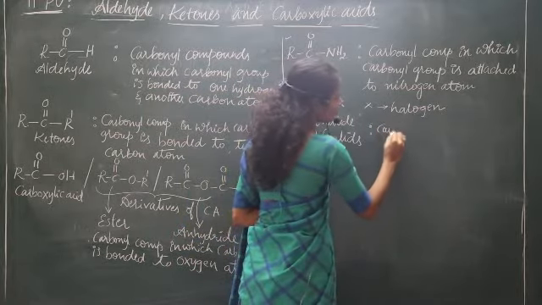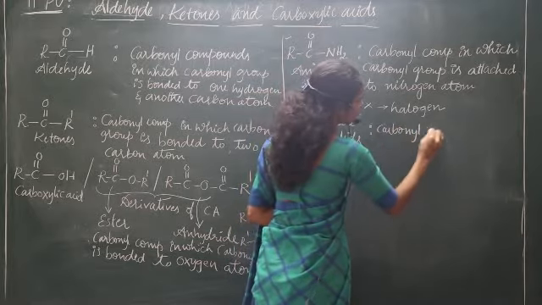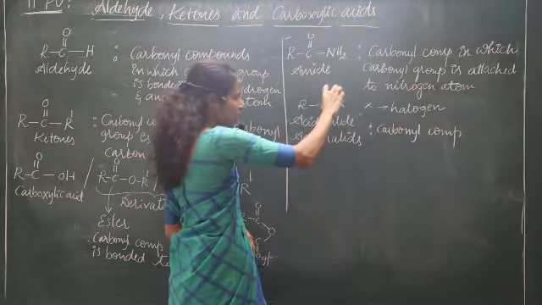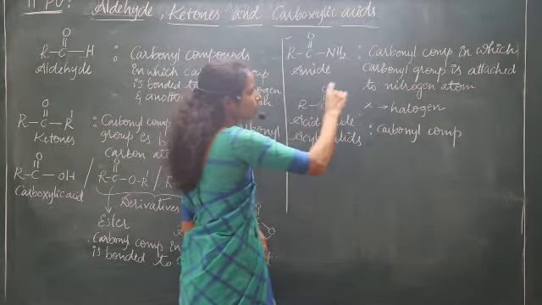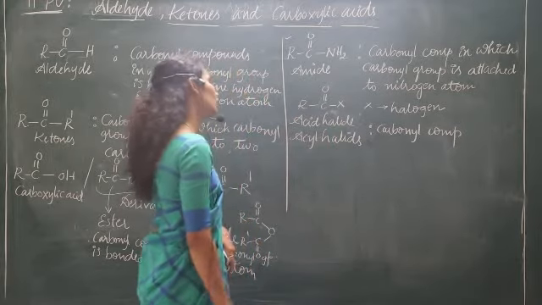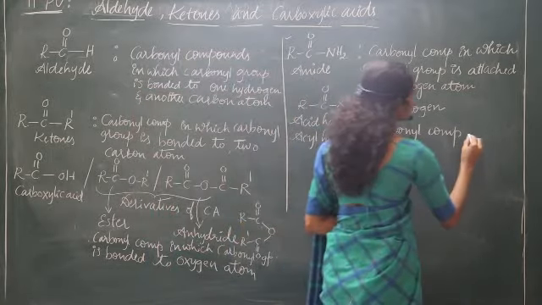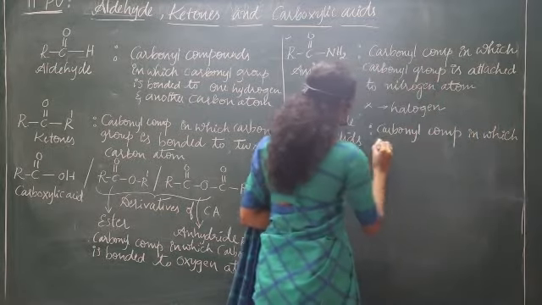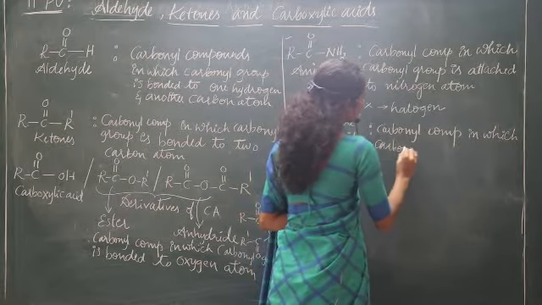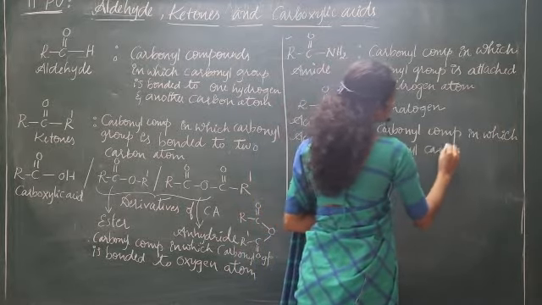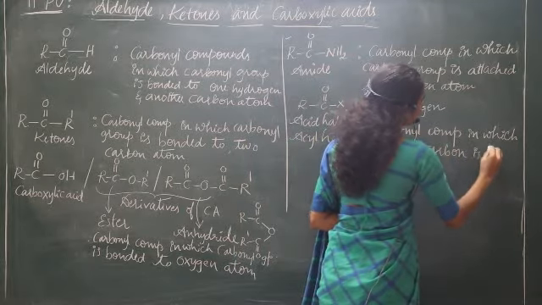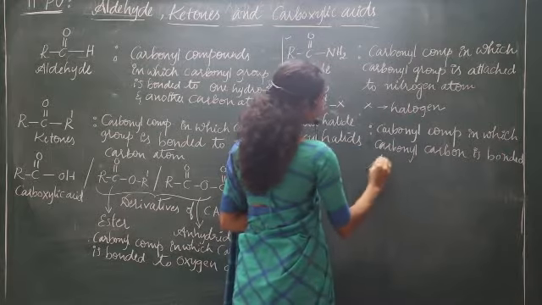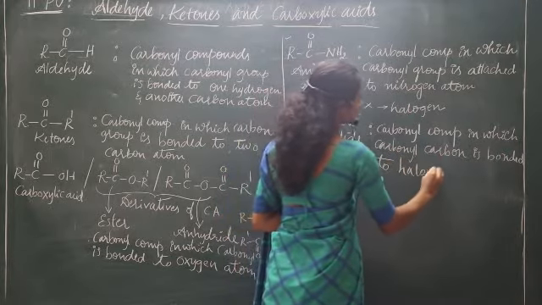Now what are acid halides or acyl halides? These are carbonyl compounds again, right? Carbonyl compounds in which the carbonyl carbon or carbonyl group is attached to, or bonded to, a halogen atom.